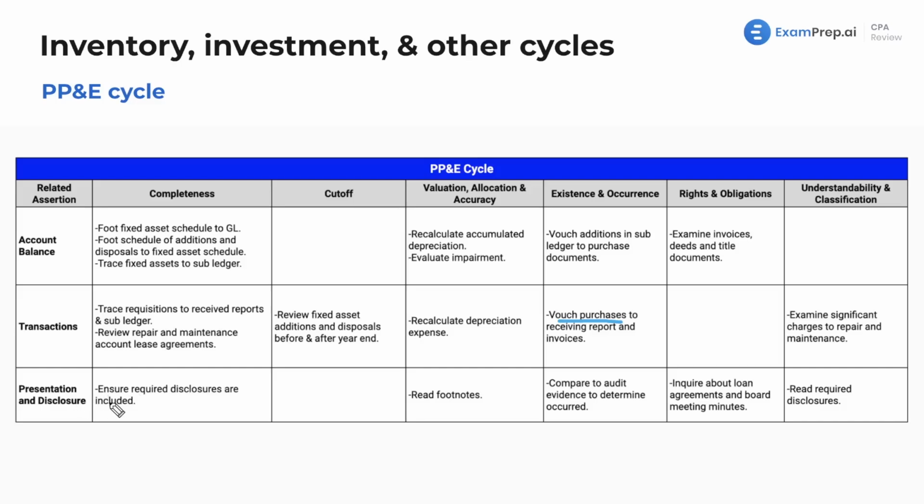For presentation and disclosure, we want to ensure that all of these disclosures are included, that we've read the footnotes and assess them for any material misstatements. And we want to compare to audit evidence to determine anything that occurred for existence and occurrence, making sure essentially we're vouching, right? We want to, for rights and obligations, inquire about loan agreements and board meeting minutes. Lastly, for understandability and classification, we want to read any required disclosures. Looking good, looking very good there.